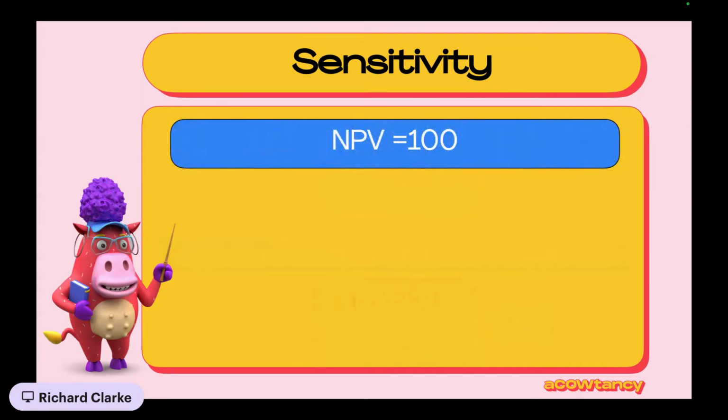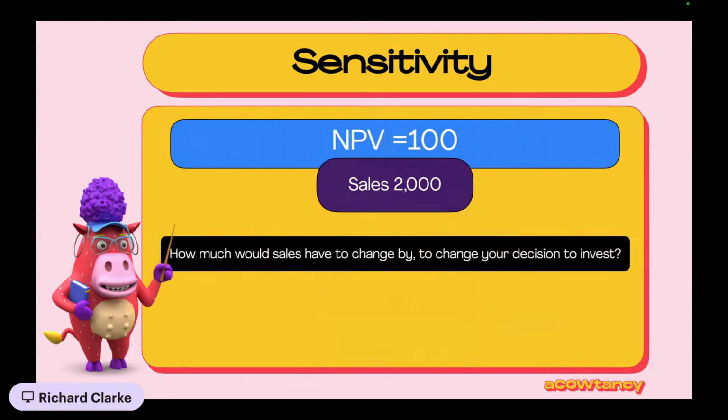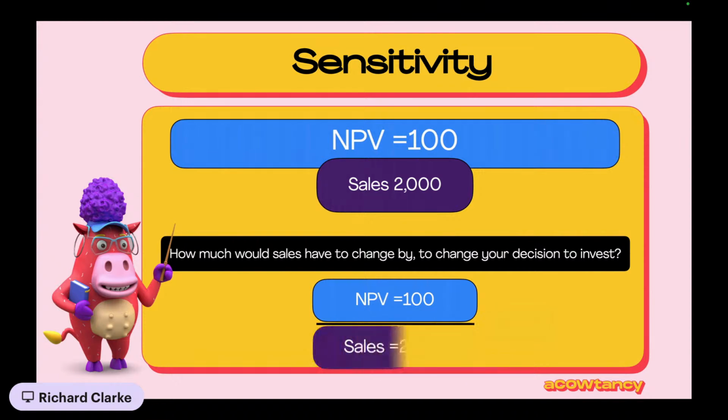Let me do that again. NPV is 100. Would you invest? Yes, you would, because it's a positive NPV. Sales are this time 2,000, and you're asked to do the sensitivity on the sales. So how much would sales have to change by to change your decision? Well, 100 again, because if sales went down by 100, my NPV would go down by 100, and I wouldn't bother. So the sales would have to go down by the NPV divided by the sales, which this time makes it 5%. And the smaller the figure, the more sensitive it is, because the smaller the percentage has to change to make us change our mind.